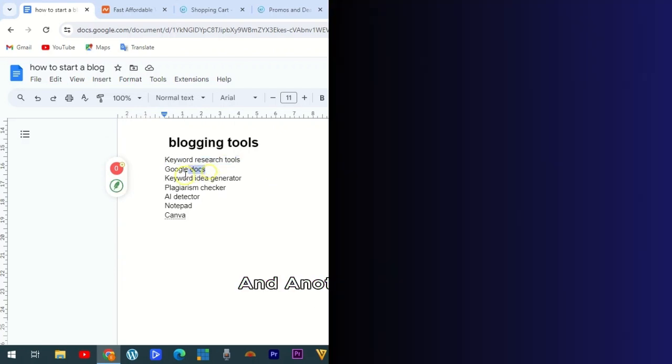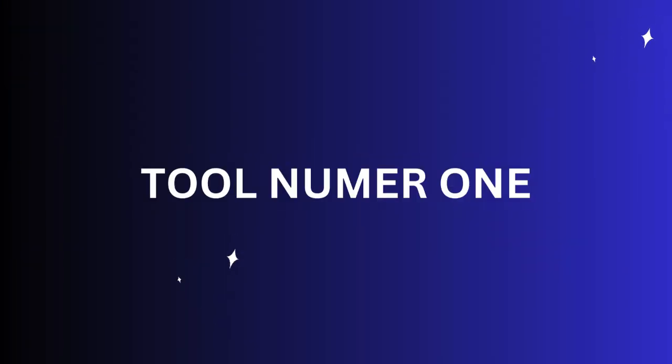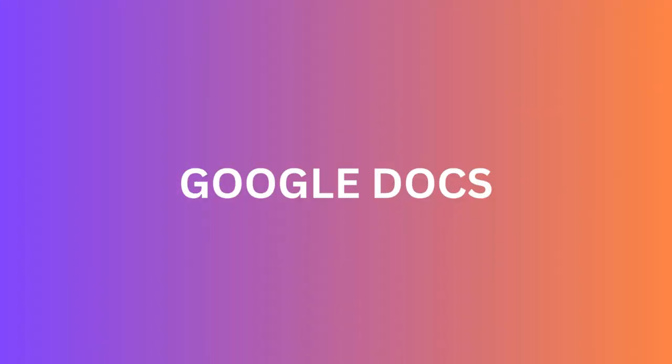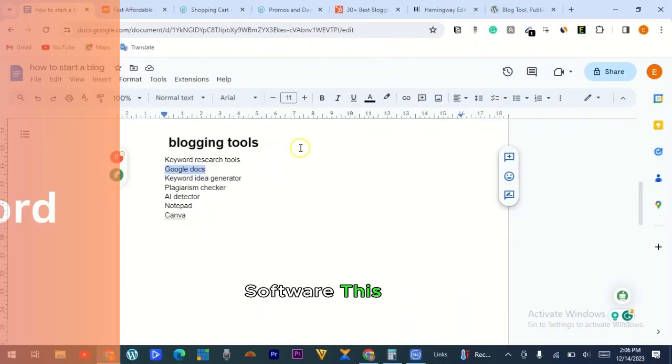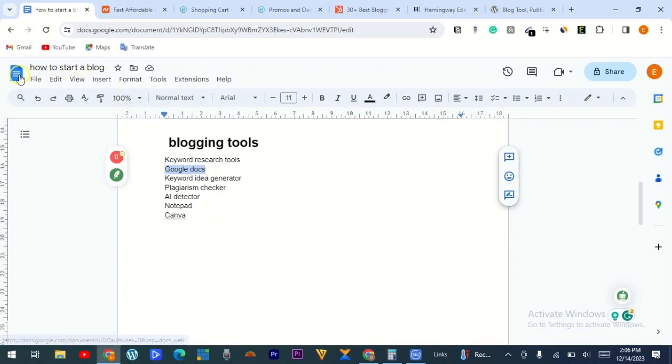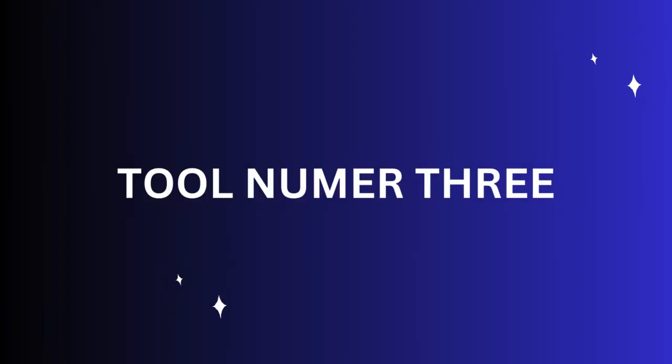And another one is Google Docs. This is where you write. It's like Microsoft, what do they call it? Software. But this one is from Google. This particular one, Google Docs, is from Google and has more features. So this helps you to type and write articles. You need this. You also need a keyword idea generator.